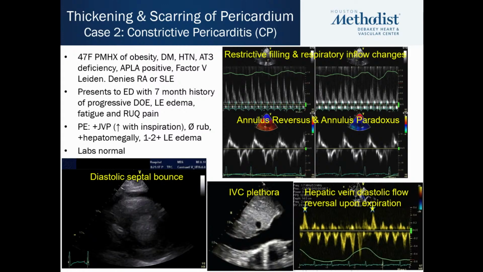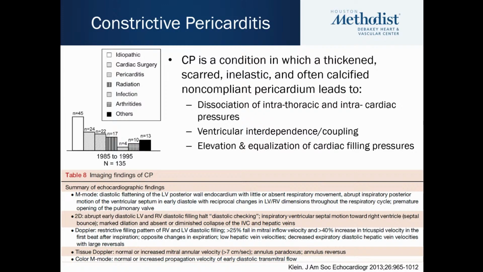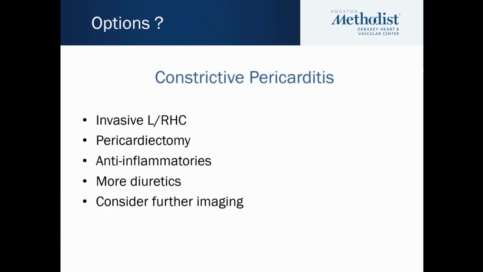You've got an IVC that's plethoric, and you've got flow reversal in the hepatic veins in diastole with expiration. So, all of this, I think we all agree that this is constrictive pericarditis. And we went over, I'm not going to spend too much time here, but Maan went over very nicely what those classic findings are. But I have a question for you.